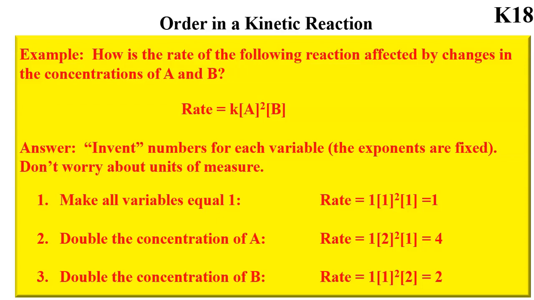If you double the concentration of A, then that 1 goes to a 2 for the A. Now you square that, it becomes a 4. So you've quadrupled the rate of the reaction by doubling the concentration of a second order reactant. And finally, if you double the concentration of B, that's raised to the first power. So doubling the concentration of B doubles the rate of the reaction.